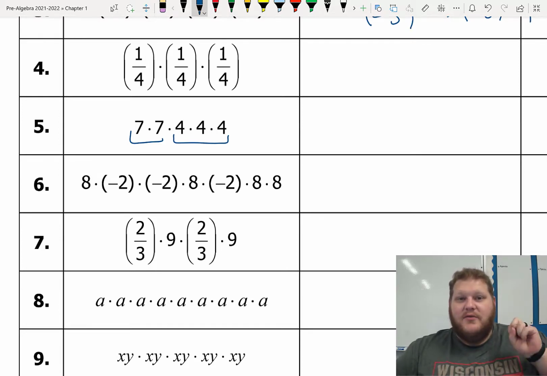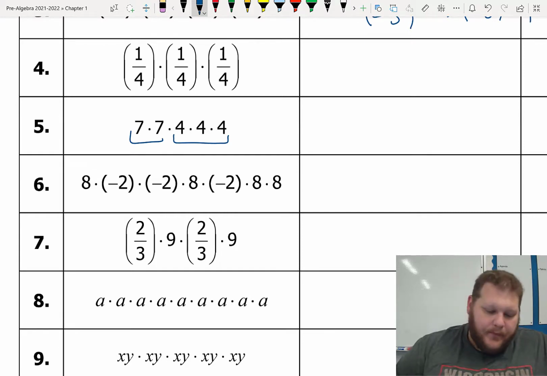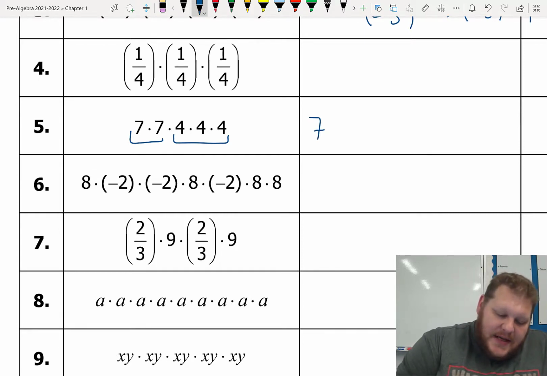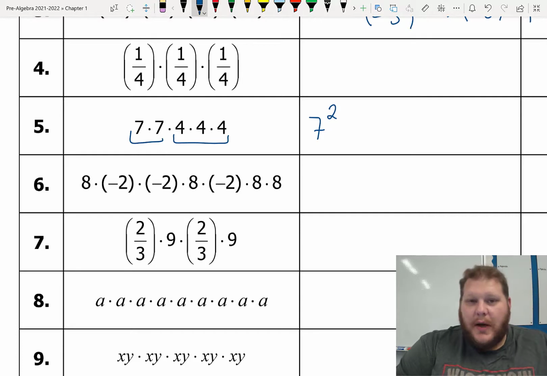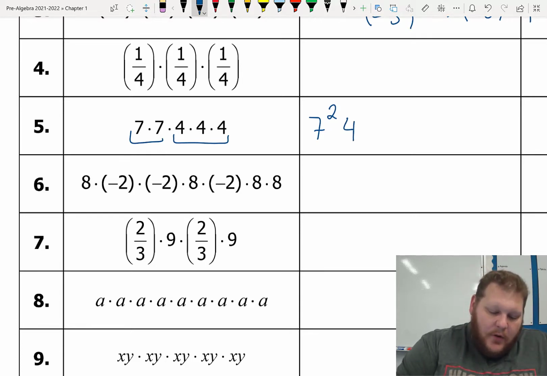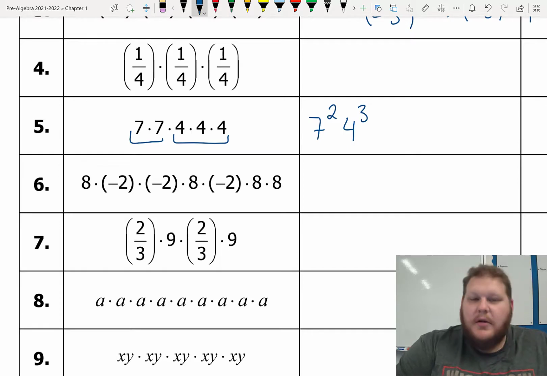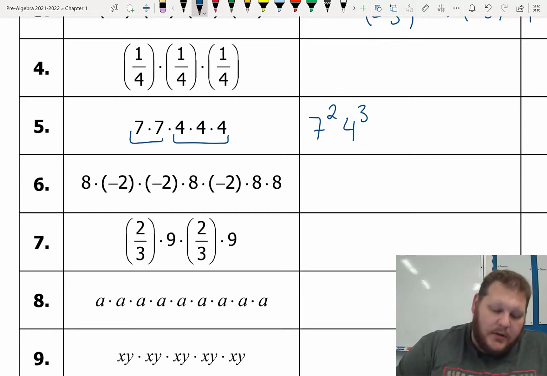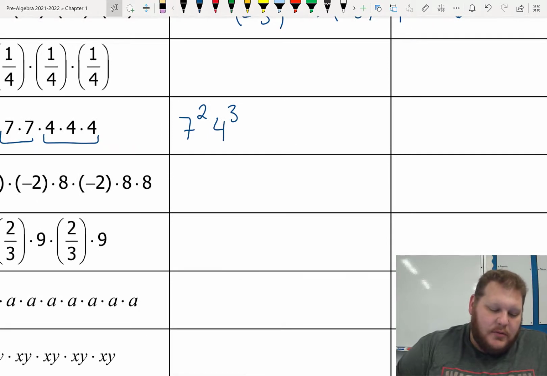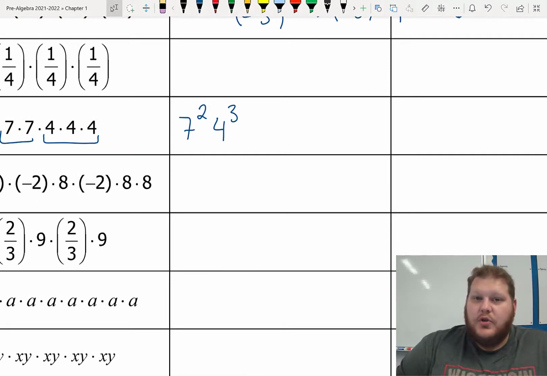So here I'm going to actually have two different bases and two different exponents, because I have 7 being multiplied together twice, so 7 squared, and I also have 4 being multiplied together 3 times, 4 cubed. So that would be that number as an exponential expression. From here, finding the individual value, we could do it one of two ways.